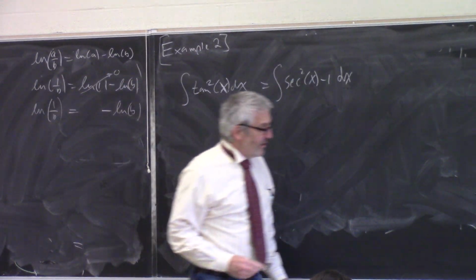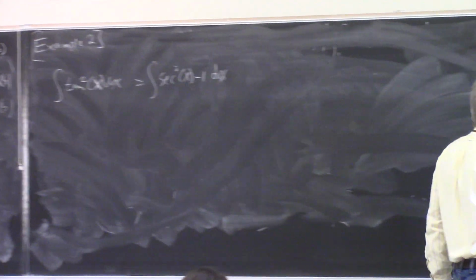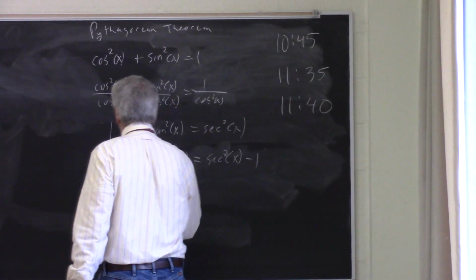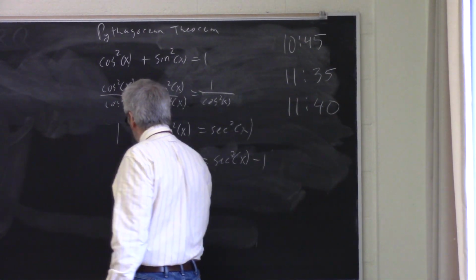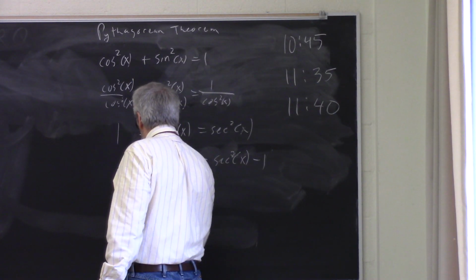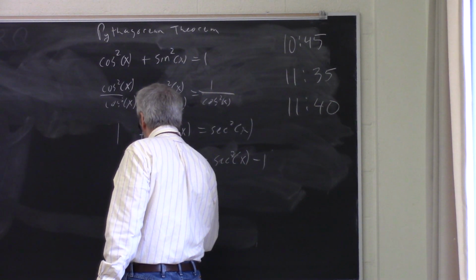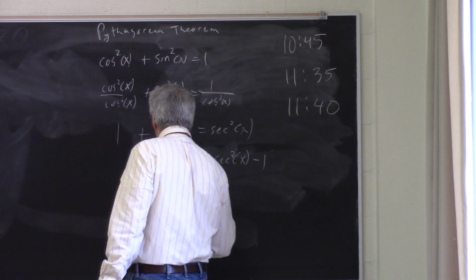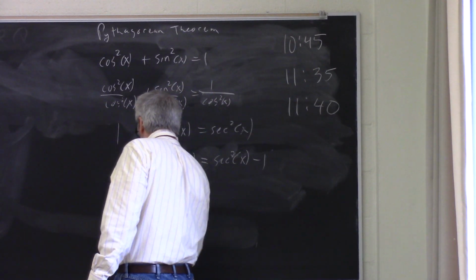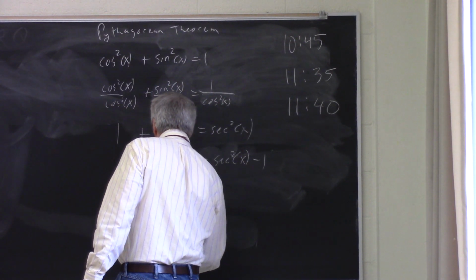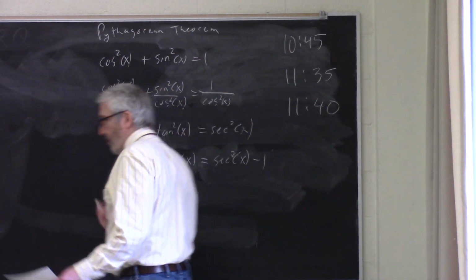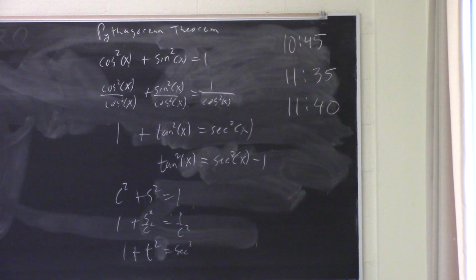Now, you can abbreviate them. C squared plus S squared equals 1, and so 1 plus S over C squared equals 1 over C squared. So 1 plus T squared equals secant squared. There are all sorts of ways you can make it a little bit less time consuming to do those. So I end up with this integral.